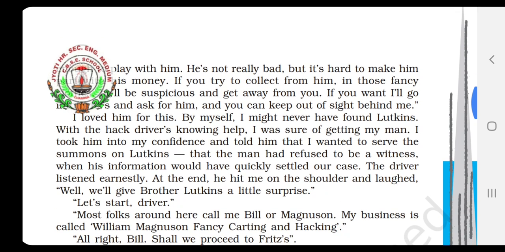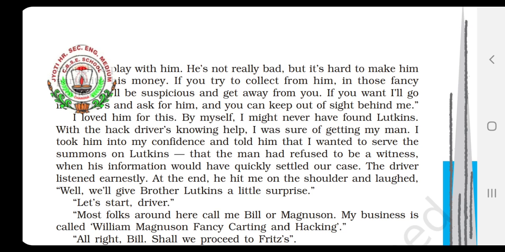Understood? I loved him for this. By myself, I might never have found Lutkins. With the hack driver's knowing help, I was sure of getting my man. I took him into my confidence and told him that I wanted to serve the summons on Lutkins, that the man had refused to be a witness when his information would have quickly settled our case. The driver listened carefully, honestly. At the end, he hit me on the shoulder and laughed. "Well, we will give Brother Lutkins a little surprise."